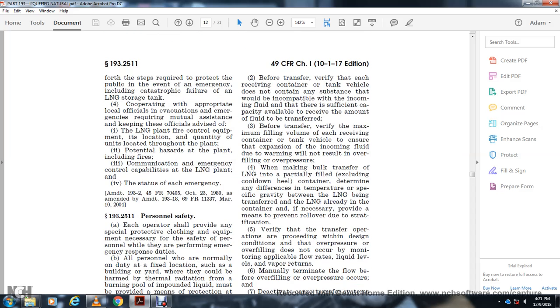All right, before the transfer, verify that the receiving tank of the fluid does not contain any substance which is incompatible with the incoming fluid, and that there is sufficient capacity to be able to receive the amount of fluid to be transferred.